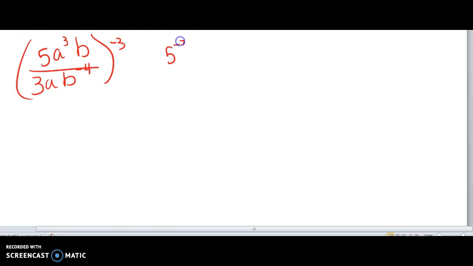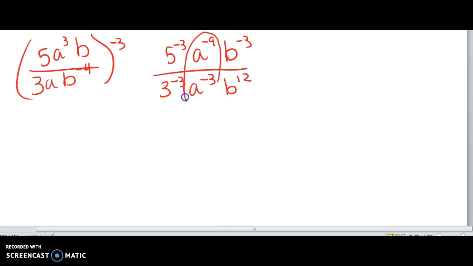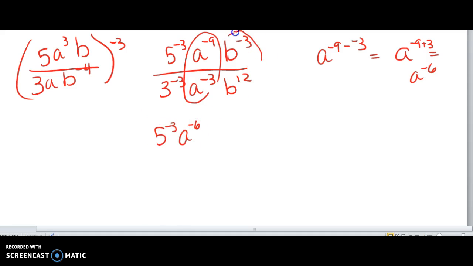So we have 5 to the negative 3, a to the negative 9, b to the negative 3, all over 3 to the negative 3, a to the negative 3, b to the positive 12. And now to combine these, we'd have a to the negative 9 minus negative 3, which is a to the negative 9 plus 3, which is a to the negative 6. So we have 5 to the negative 3, a to the negative 6, and then minus 3, b to the minus 3 minus 12. Now the reason again that we're subtracting is because we're dividing. So we have b to the negative 15.